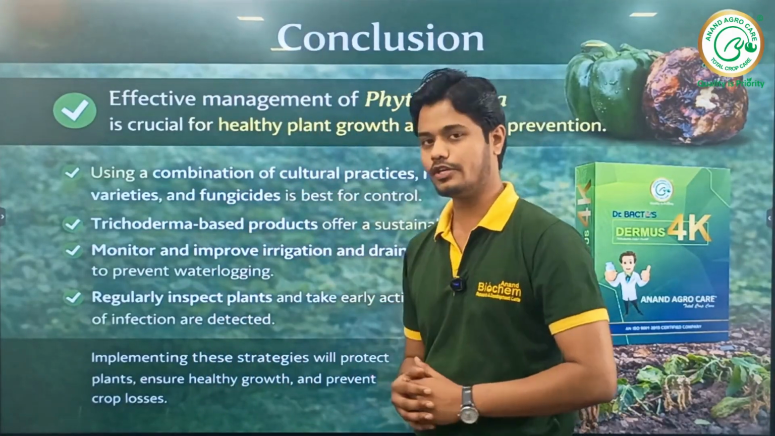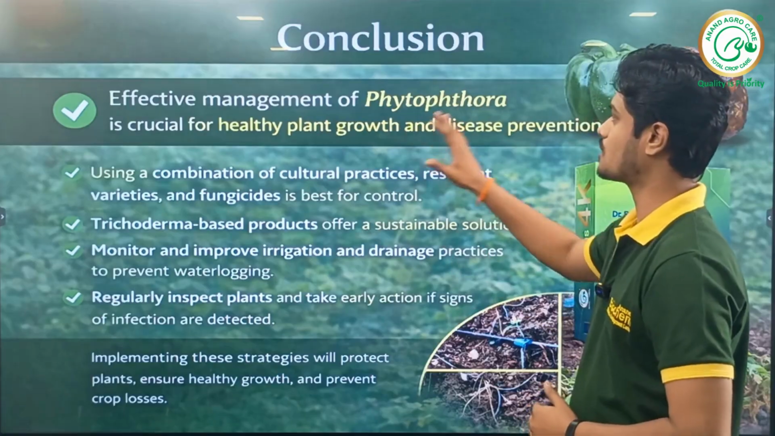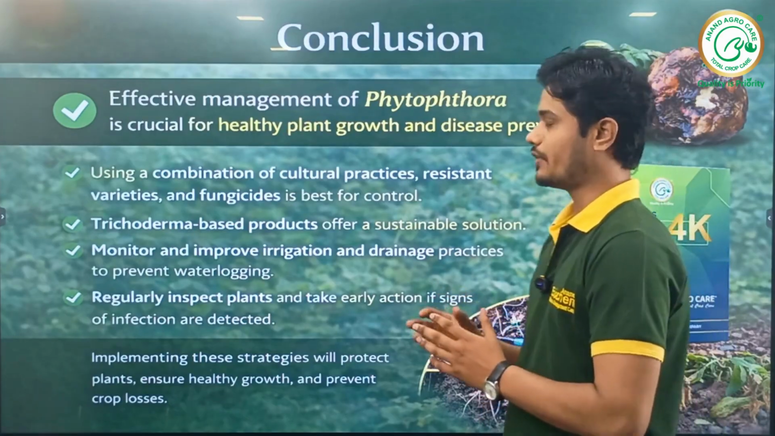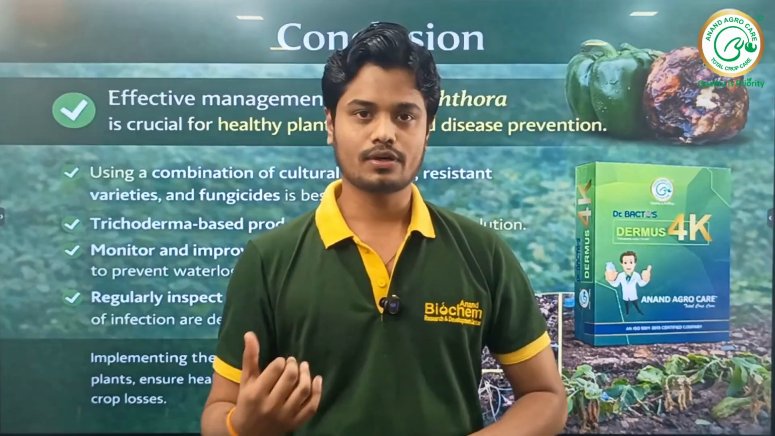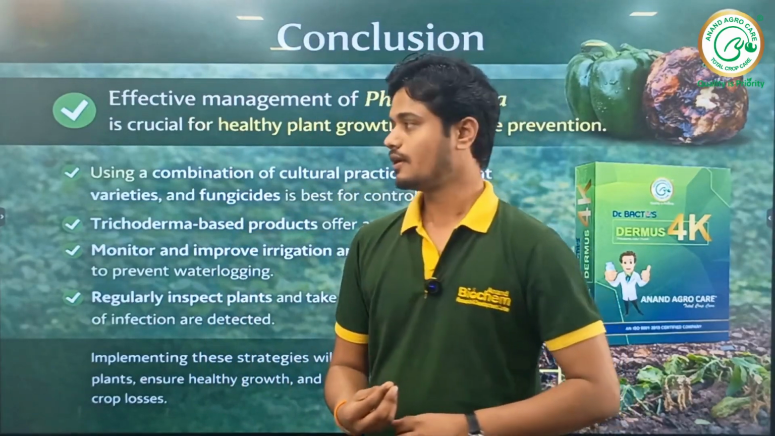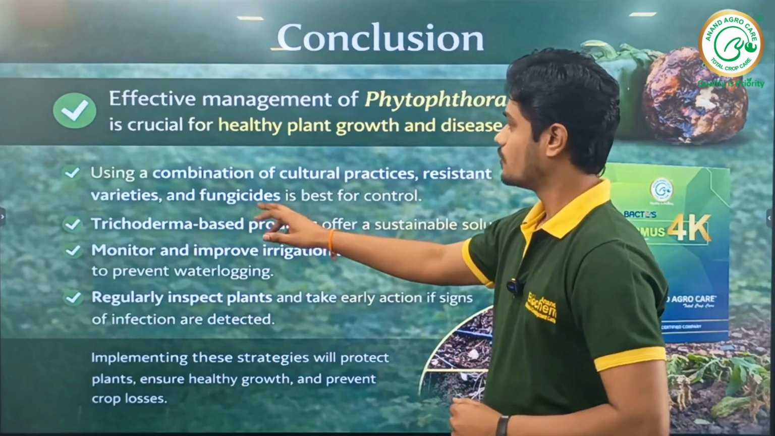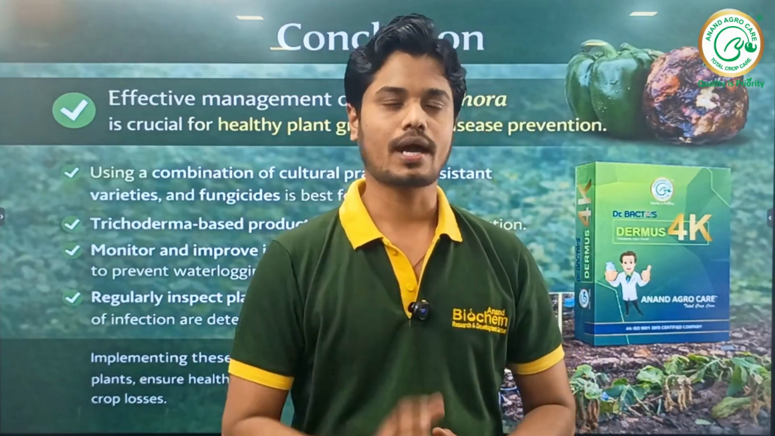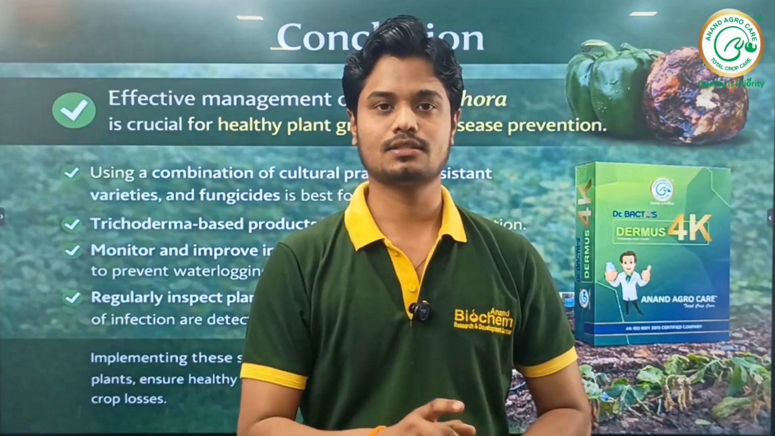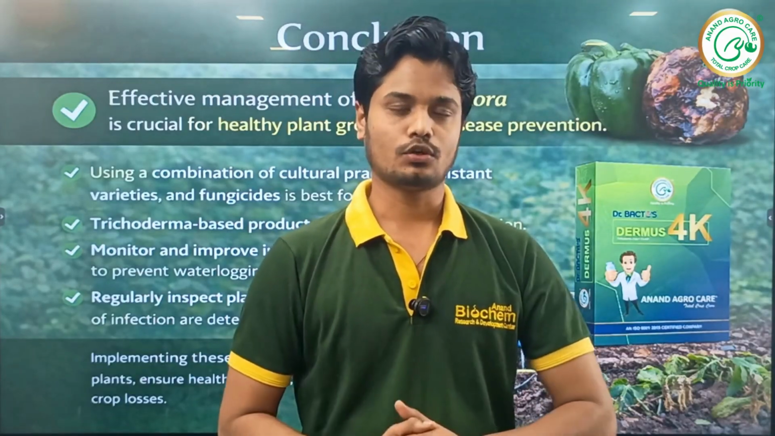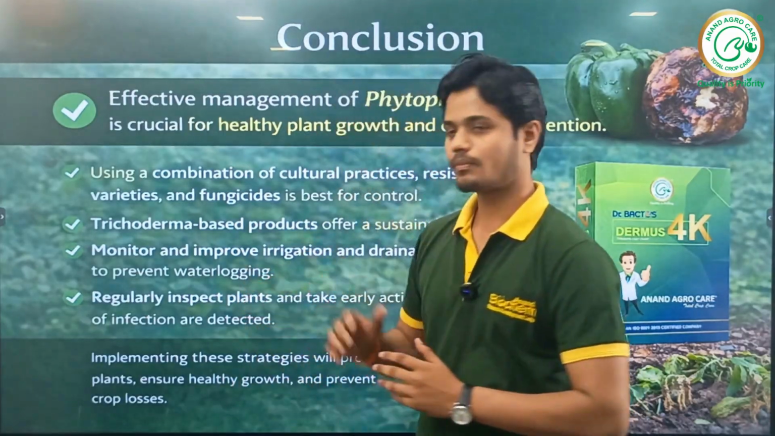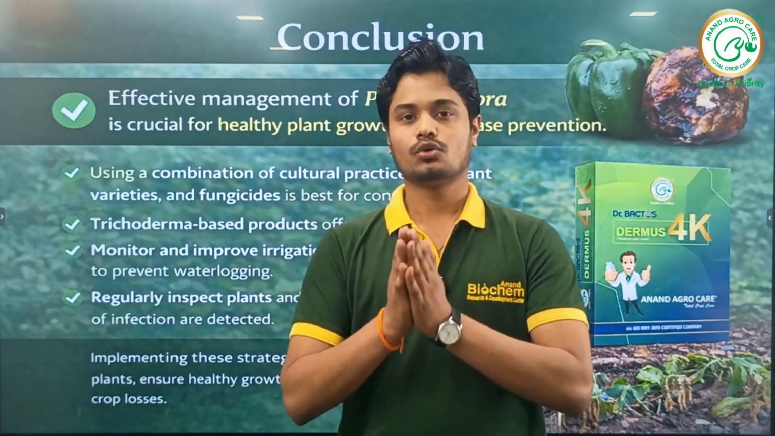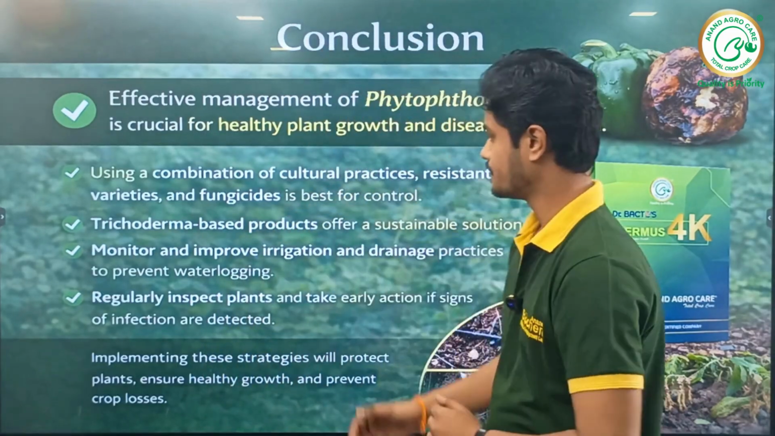To conclude this video, we have seen effective management of Phytophthora and why it is crucial, because Phytophthora, as we have already seen, is a destructive plant pathogen. It can destroy plants. You have to use a combination of methods, meaning you cannot depend on only one method. You have to use a combination of groups of practices, then only you can prevent infection of Phytophthora. Or you can use Trichoderma viride based products in your farm, and that will also be helpful to control Phytophthora infection in your fields.